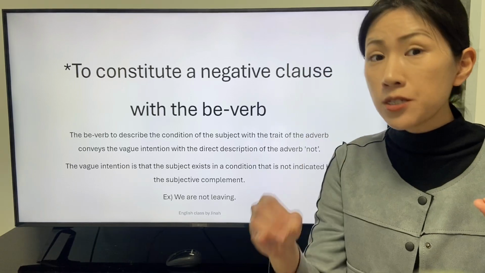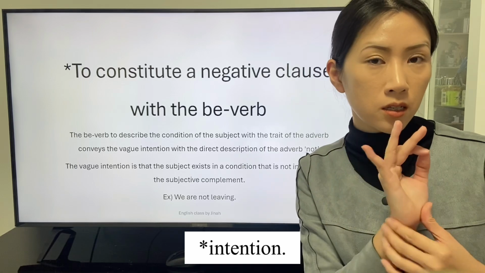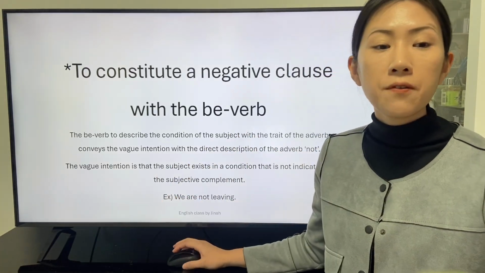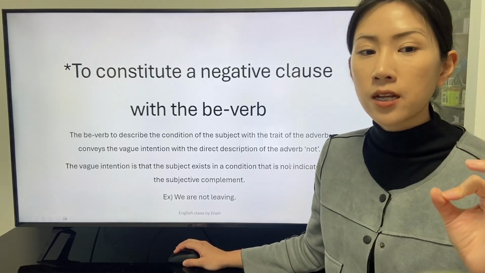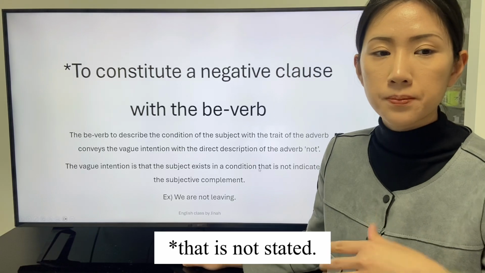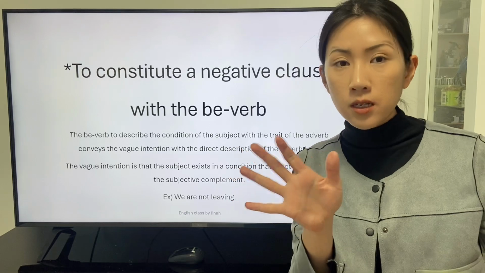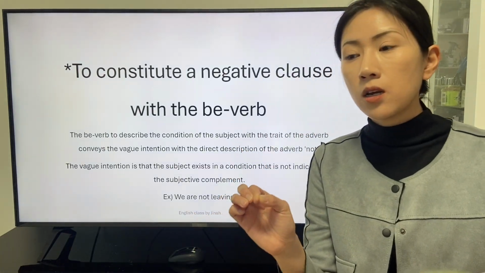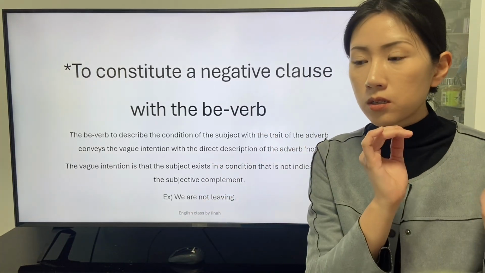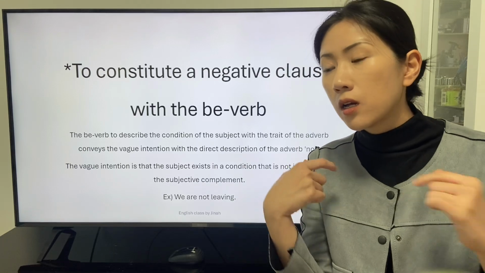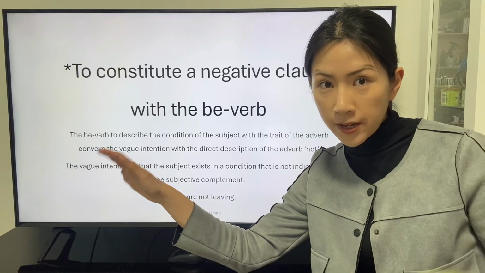The speaker intends to convey the vague intention that the subject exists in a condition that is not indicated by the subjective complement. The fact that the subject exists is true, that cannot be denied, but the adverb not denies the condition described by the subjective complement.